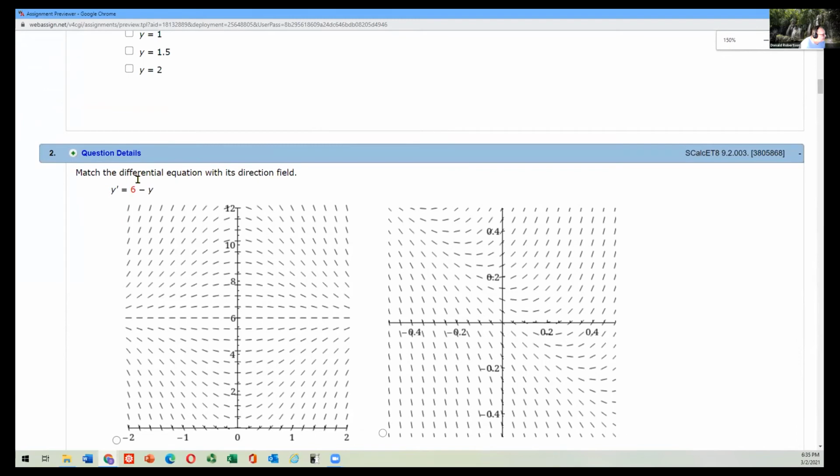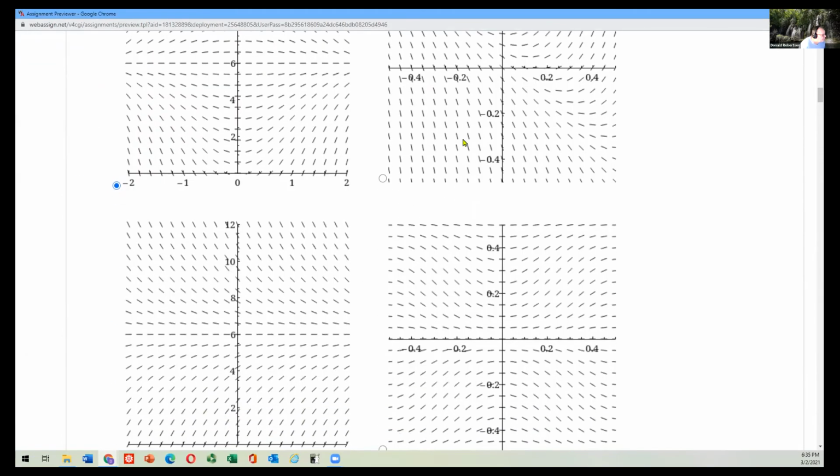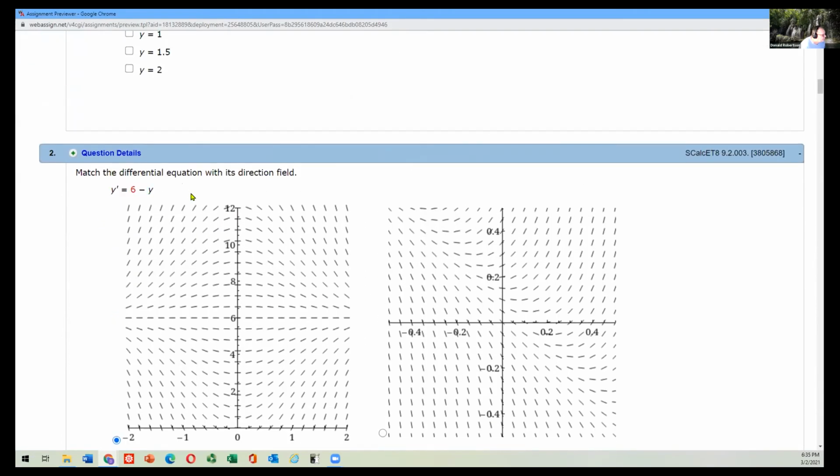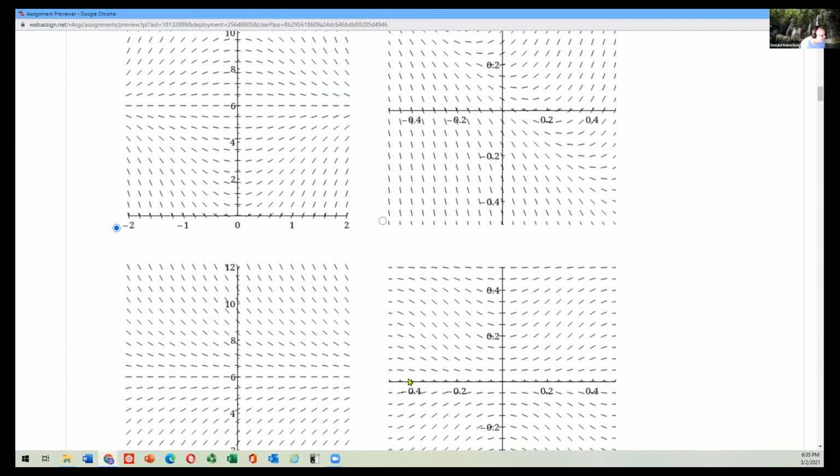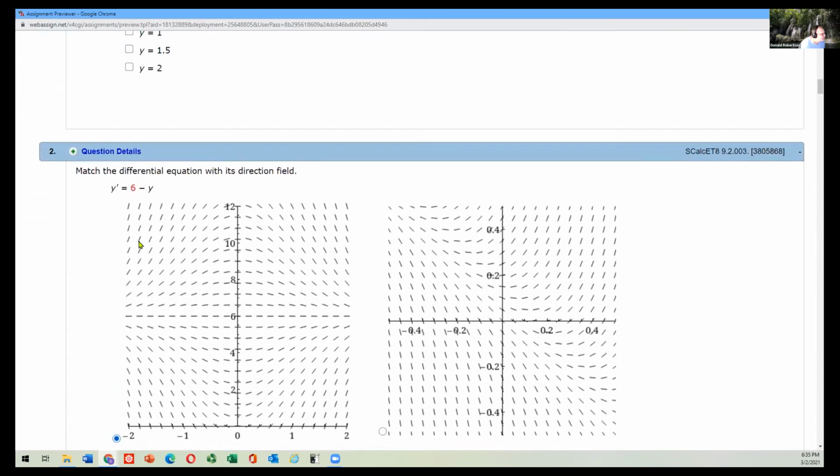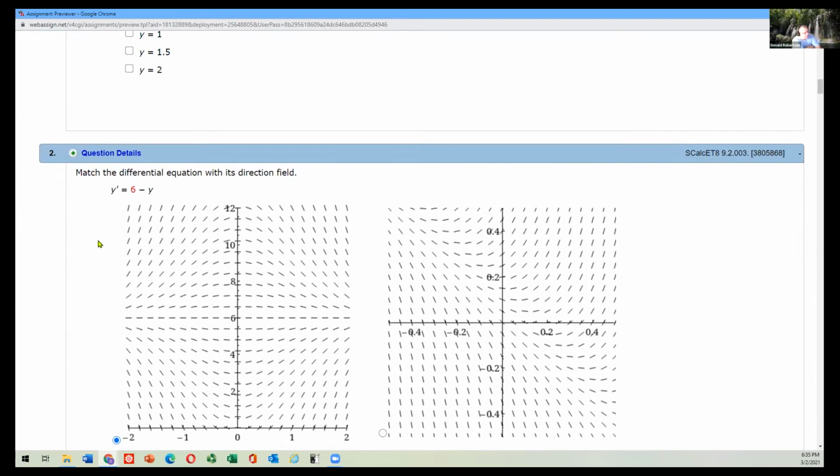So this here is a derivative, right? A differential equation. But only one of these four pictures is represented. So you might say, how on earth am I going to be able to tell which one of those four pictures is the right one for that differential equation? I tend to look for zeros. Would you agree that this is 0 when y is 6? When y is 6, the derivative is 0.